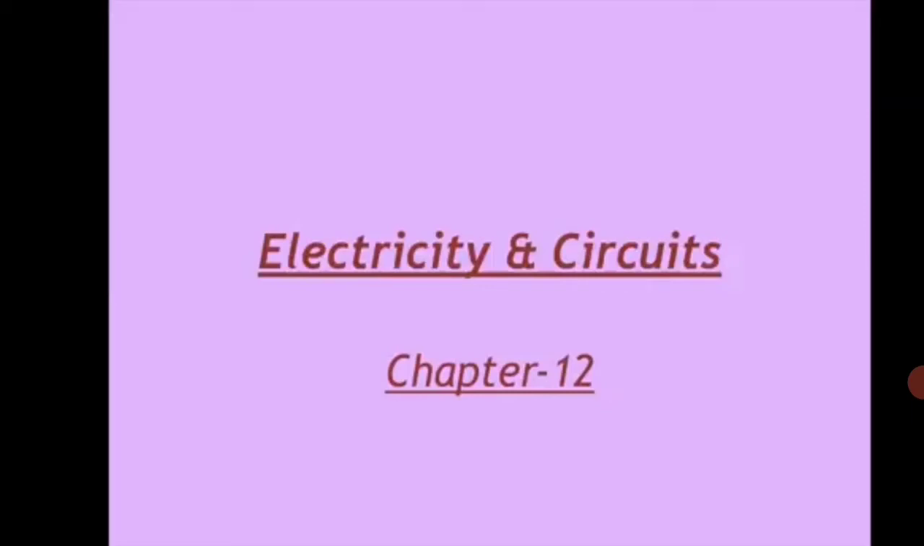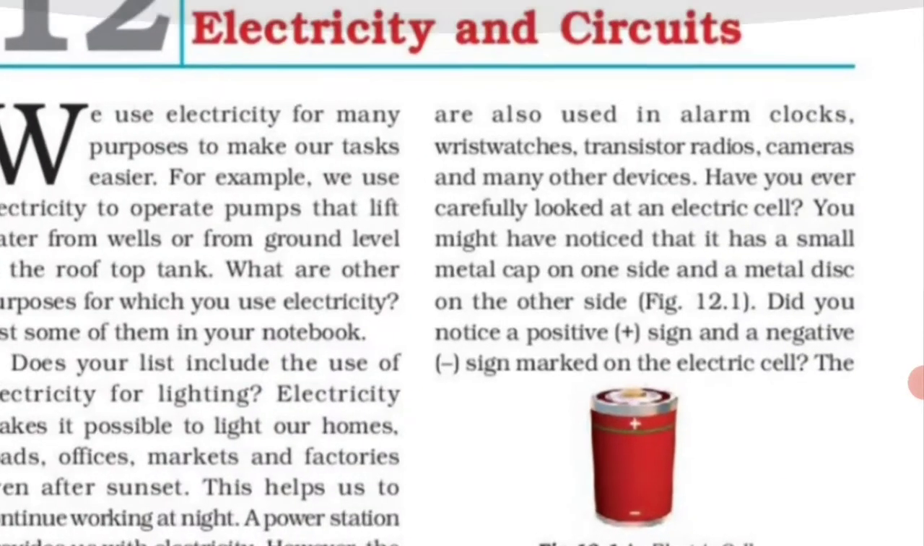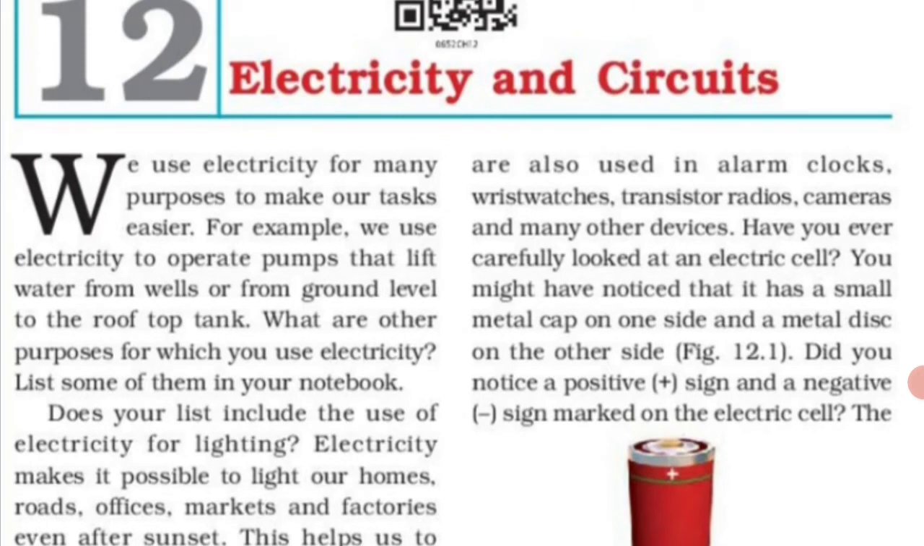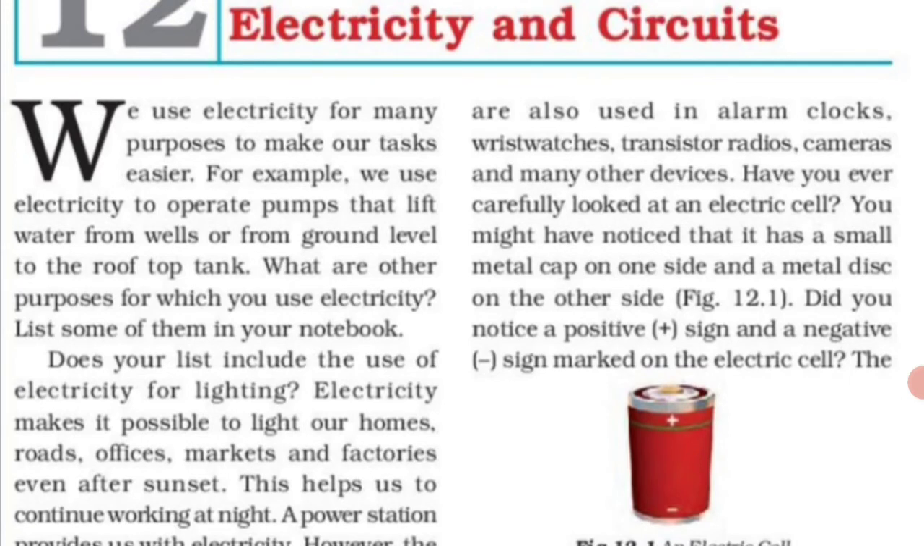Today we'll start our chapter 12, electricity and circuits. So, what do you understand by electricity? When we talk about electricity, the first thing that comes to our mind is the electric gadgets that we are using. We use electricity for many purposes to make our task easier. For example, we use electricity to operate pumps that lift water from the well or from the ground level to the rooftop tank. What are the other purposes of electricity?